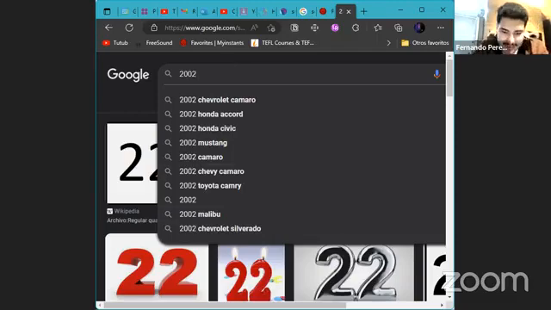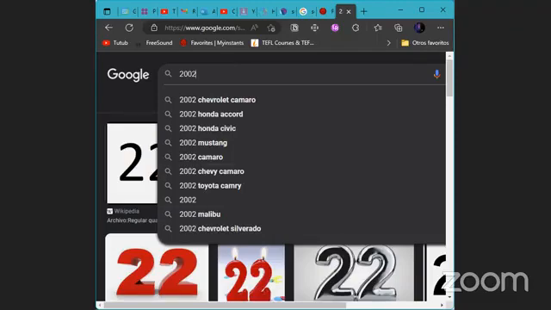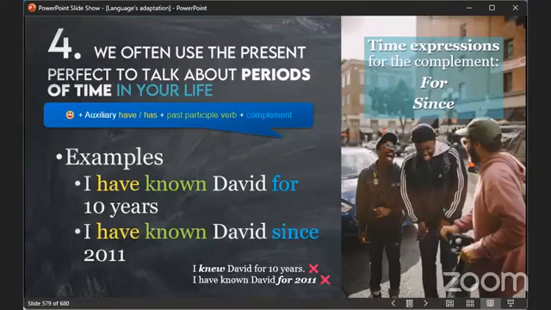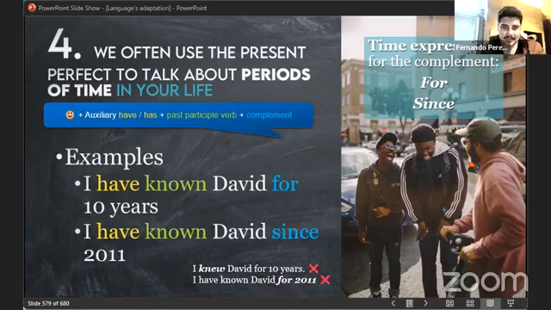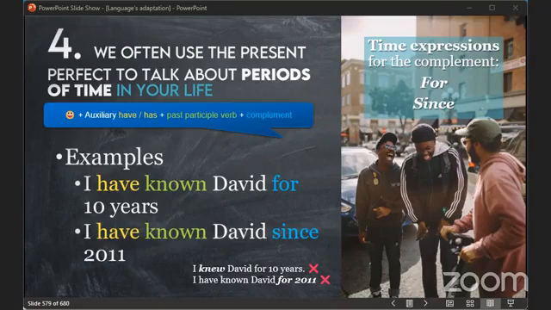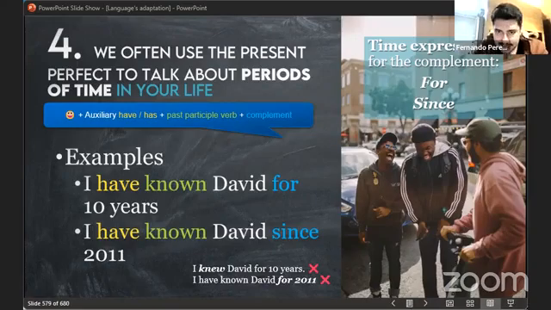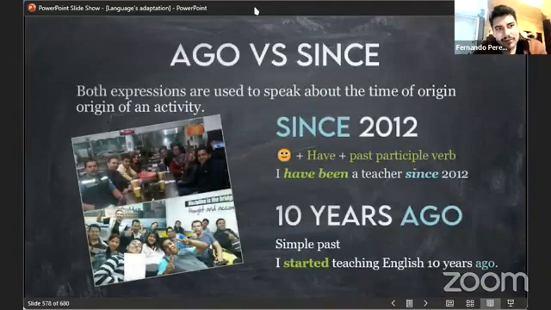So one more time. I have worked in my office since 2002. Perfect. Since 2002. Yes. Excellent. That's perfect. Now make the same example using ago.